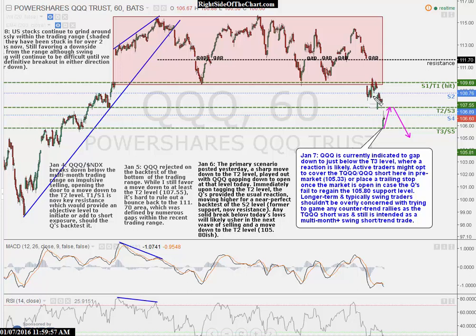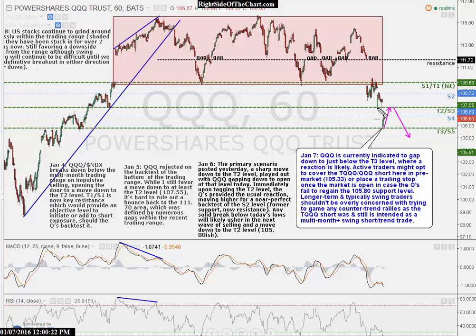And broken support becomes resistance, as we all know. So we went back up there. As expected, we got the back test, which was a great shorting opportunity. Even when we were down here the other day, I think on Monday, I mentioned if we got a back test, that would be a very objective level to short. With my expectation, we'd go down to the T2 level. We gapped down there yesterday, almost perfectly.